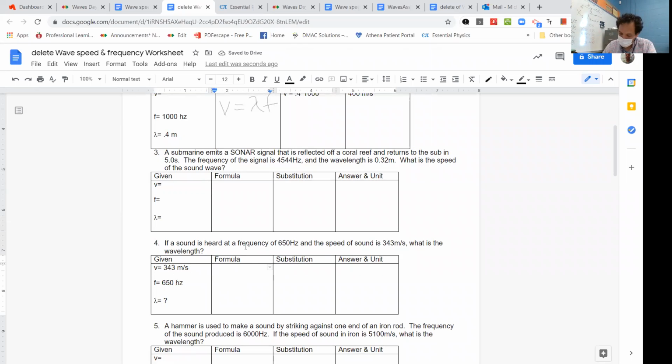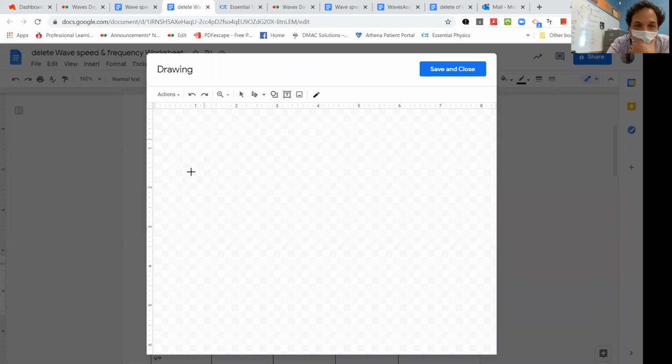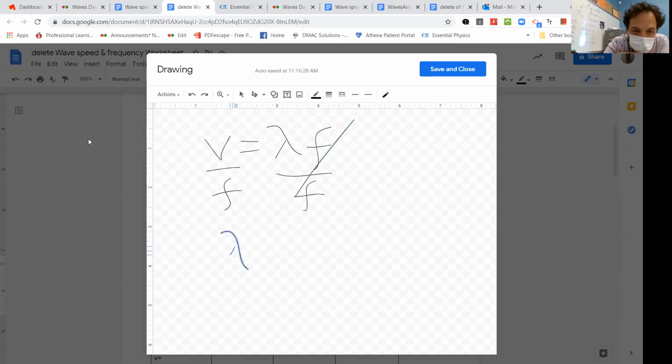So now what formula are we going to use? Well, we want to solve for lambda, for wavelength. So let's do that. Insert drawing. So we've got velocity equals lambda, again, I messed up my lambda. So that's lambda times frequency. So we know velocity and we know frequency. We just don't know lambda. So we have to solve for lambda. So we're going to divide by frequency. Divide by frequency. So frequencies cancel. So now I have my formula: lambda equals velocity divided by frequency.